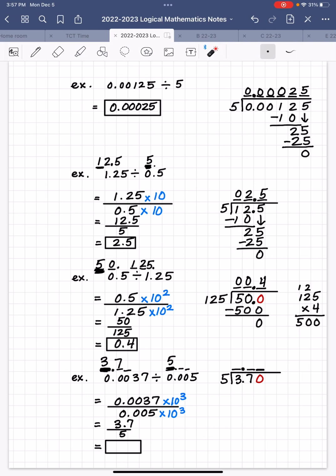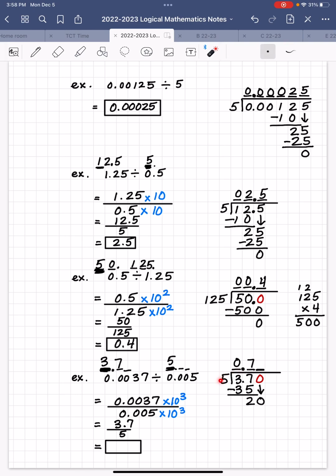How many 5s are there in 3? 0. How many 5s are there in 37? 7. 7 times 5 is 35. 37 minus 35 is 2. Is that remainder less than 5? Yes. It gives us permission to pull down the next digit, which is 0, making this 20.